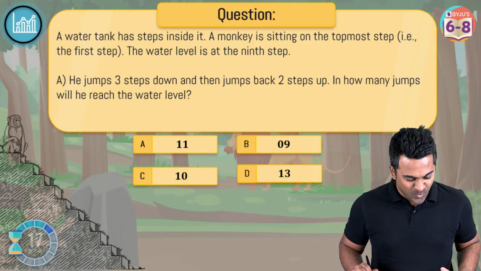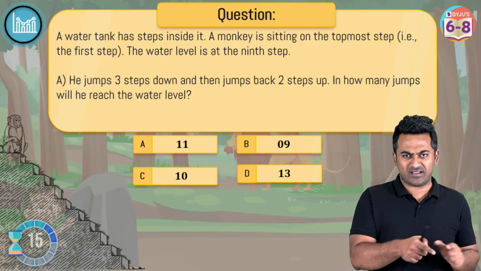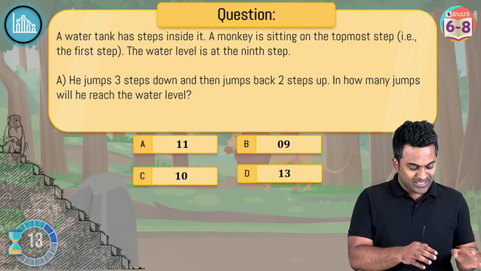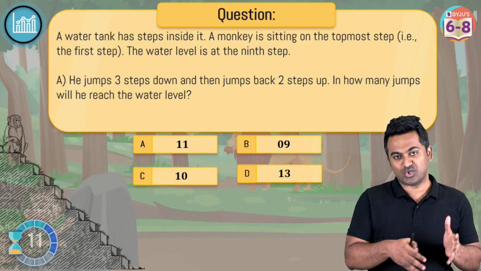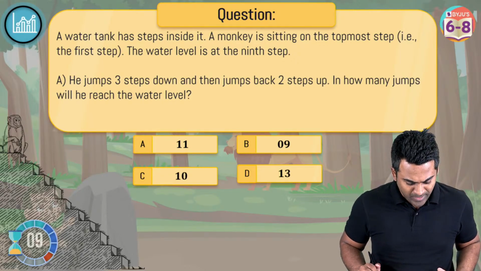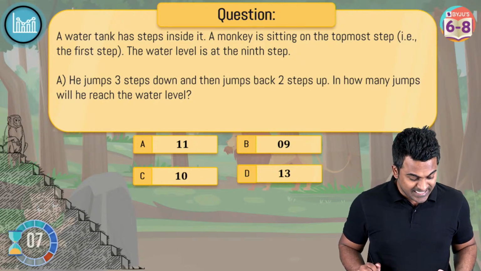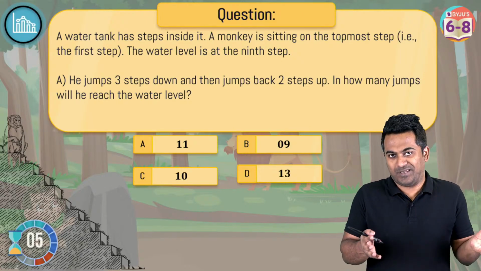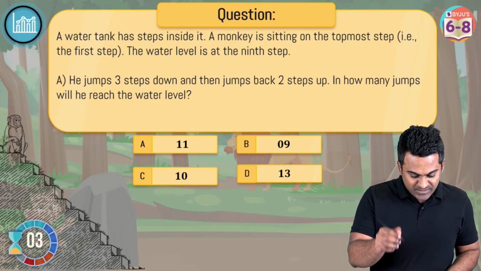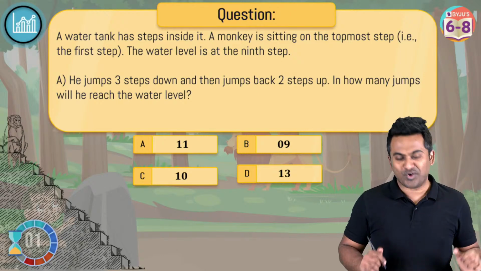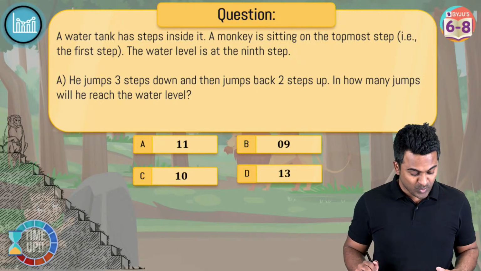All right, so a water tank has steps inside. So there is a graphic to my left here where the monkey is at the top and he wants to reach the bottom to drink some water. The water level is at the 9th step. Now, there is a game probably the monkey is playing here. 3 steps down and then 2 steps up. We've got to figure out how many jumps are needed to get through the water level.